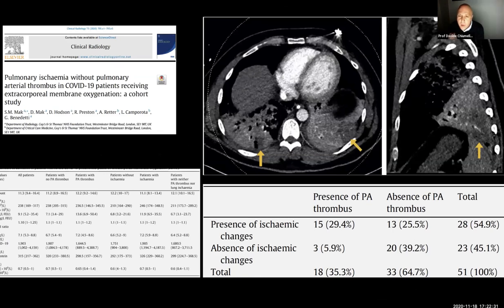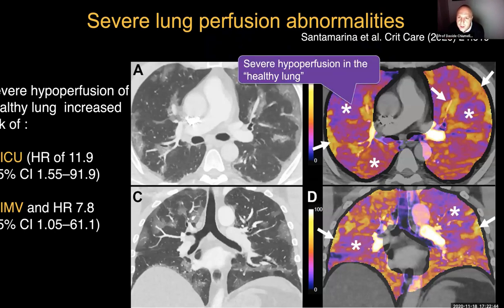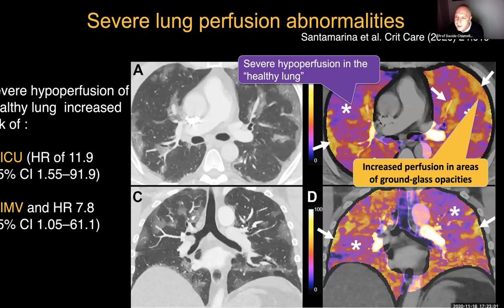So that's quite important, because this is a very recent study, where they looked with an iodine map at perfusion within the lung. And what you can see is two things. One is that in the areas of relatively healthy lung, there is a severe hypoperfusion. So these are lungs that are normally ventilated, but not perfused, so associated with large dead space ventilation. But also what you can see is that around the ground glass, so the areas that are not ventilated as well, there is an increased perfusion.